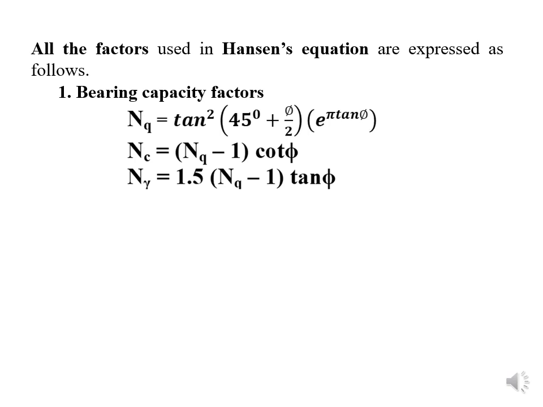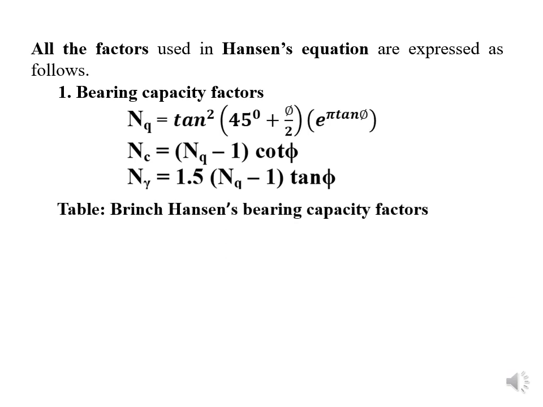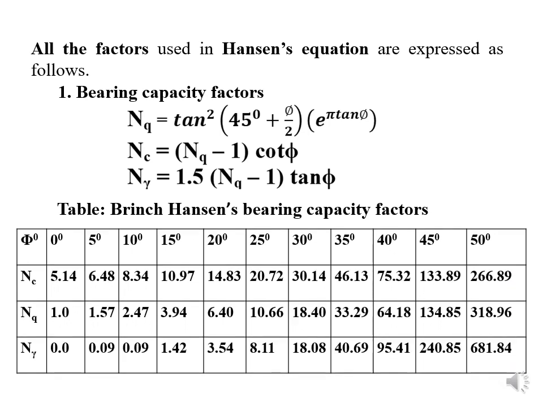NQ is equal to tan square 45 plus phi by 2 e to the power pi tan phi. NC is equal to NQ minus 1 cot phi. N gamma is equal to 1.5 NQ minus 1 tan phi. He has also given some table. Suppose you know the values of phi. Based on the values of phi, you can also directly take the values of NC, NQ, and N gamma from this table.